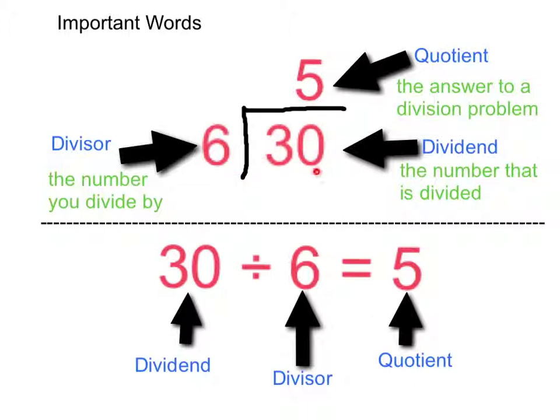Your dividend is always the biggest number, and it's holding up that roof. And then it has a divisor, the number you divide by, and tells how many groups to split the dividend into, and the quotient, which is the answer to your division problem.